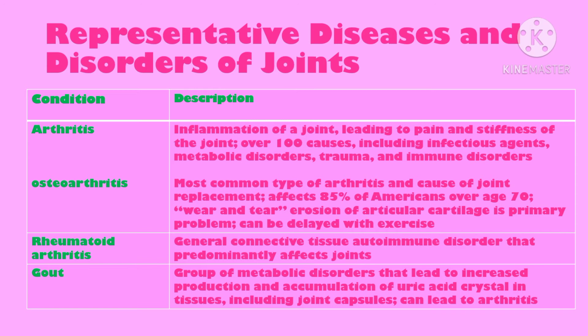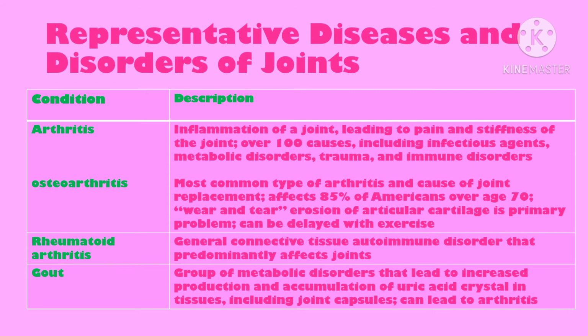The third one is rheumatoid arthritis. Rheumatoid arthritis is a chronic, progressive, and disabling autoimmune disease. It causes inflammation, swelling, and pain in and around the joint and can affect other body organs. Rheumatoid arthritis usually affects the hands and feet first, but it can occur in any joint.